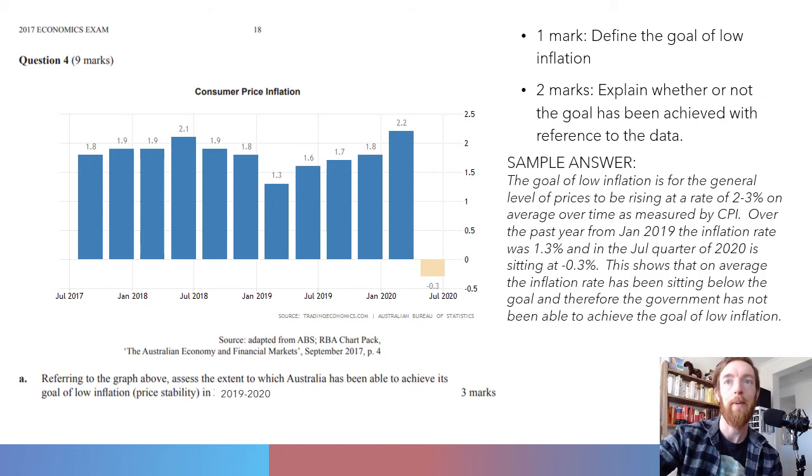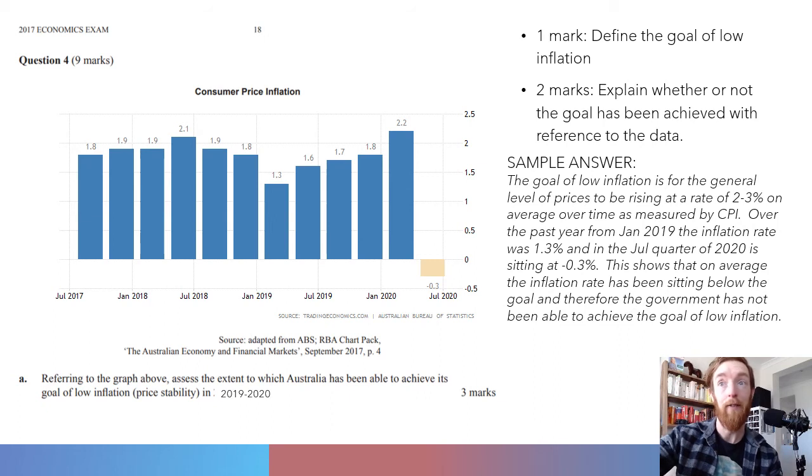So let's look at the sample. The goal of low inflation is for the general level of prices to be rising at a rate of 2 to 3% on average over time as measured by CPI. Over the past year, from Jan 2019, the inflation rate was at 1.3%, and the July quarter of 2020 was sitting at negative 0.3%. This shows that on average, the inflation rate has been sitting below the government goal, and therefore the government has not been able to achieve the goal of low inflation.